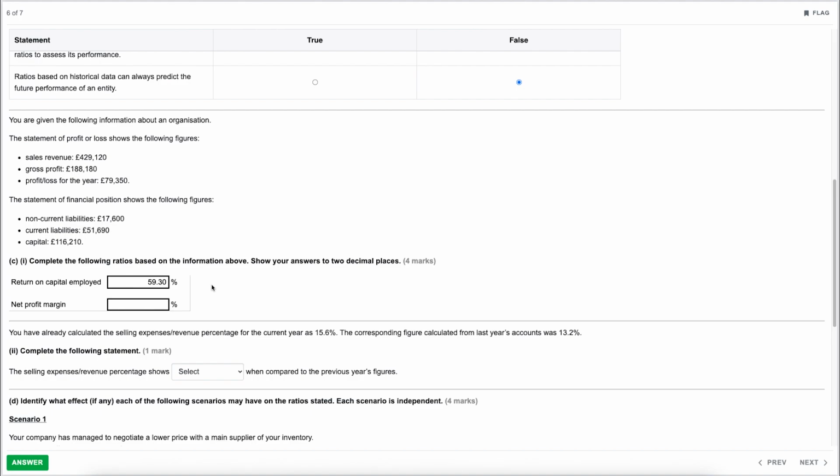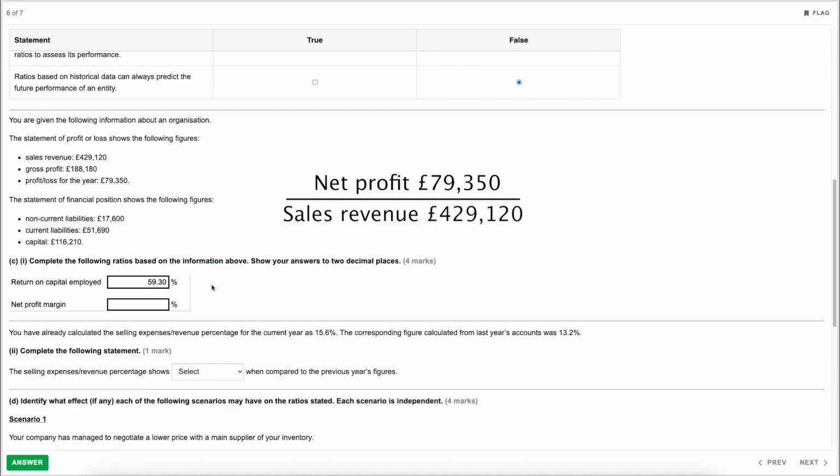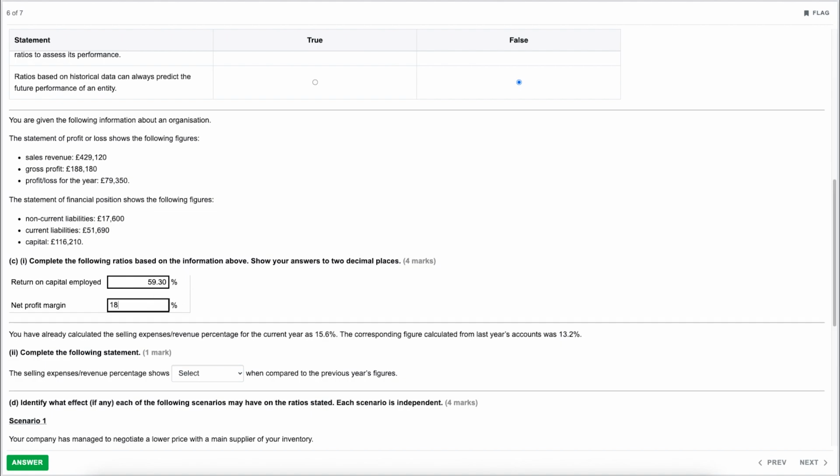The net profit margin, nice and straightforward, is simply your net profit, so profit or loss for the year of 79,350, divided by your sales revenue figure. So it's showing your net profit as a percentage of your sales revenue. And again, times that by 100 because it's a percentage, and that would give us 18.49%.